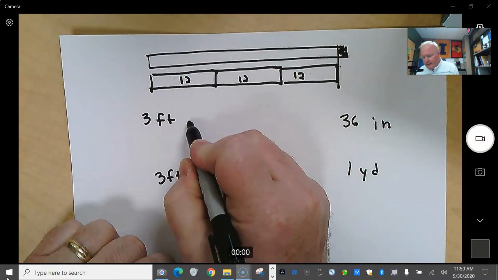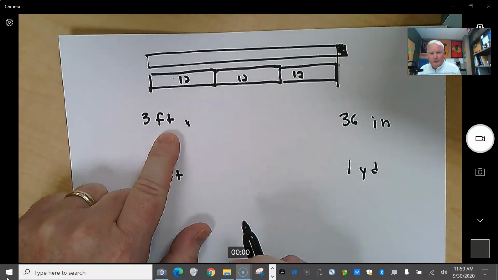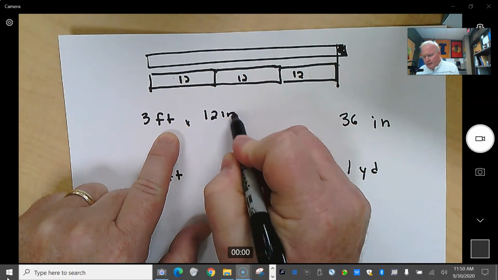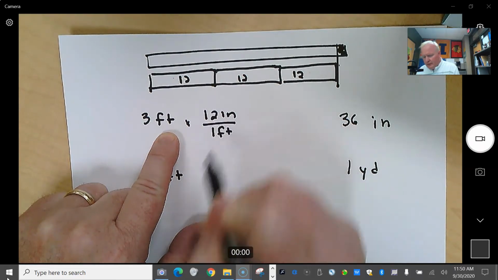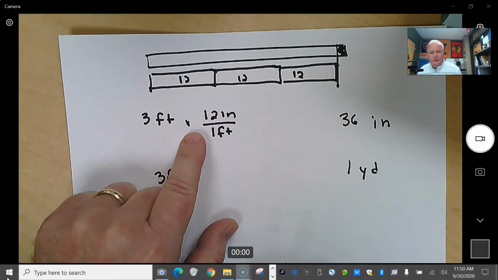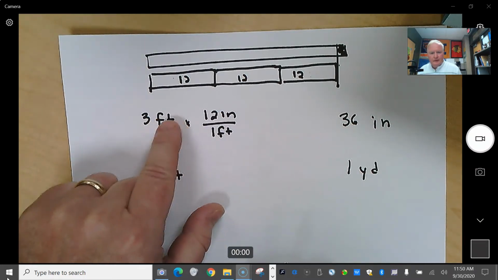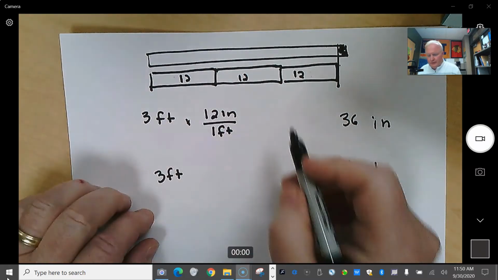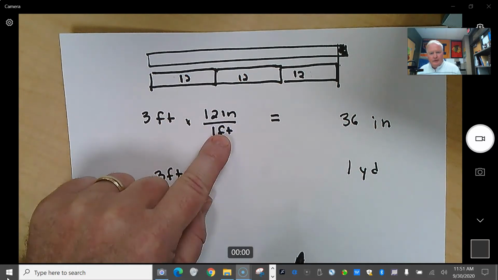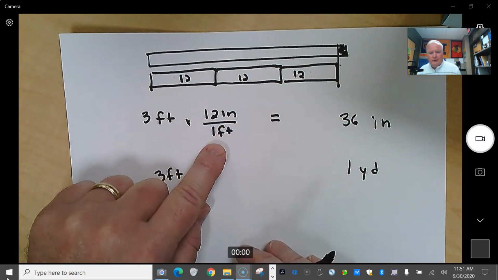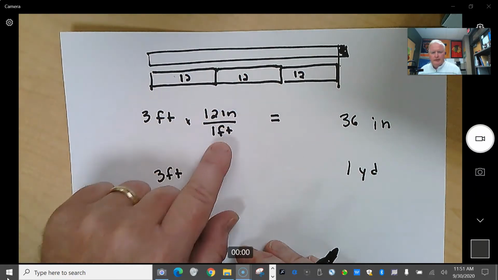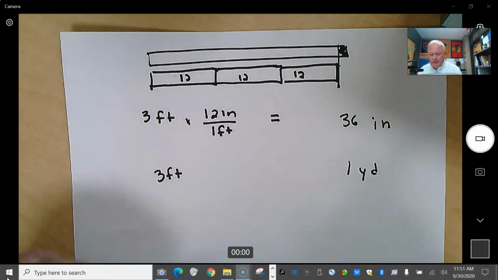What I can tell you is that most of you would say, well, I know, Mr. Block, that in every foot there are 12 inches. And so you see that if I take 3 times 12, I get 36. What I did was put feet on the bottom and inches on the top. I knew that I had to multiply, not divide. Somehow I just knew that.